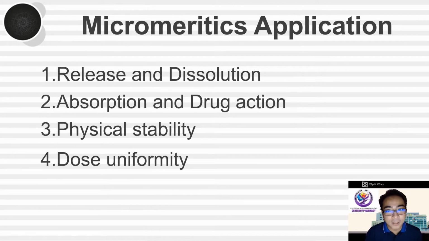So what are the applications of micromeritics? There are four ways class wherein we can apply the study of micromeritics. First would be in the release and dissolution of our drug products, especially those in their powder form. Then how micromeritics plays a role in absorption and drug action, specifically the particle size, physical stability and dose uniformity of our drug molecules. Okay, so let's try to discuss this one by one.